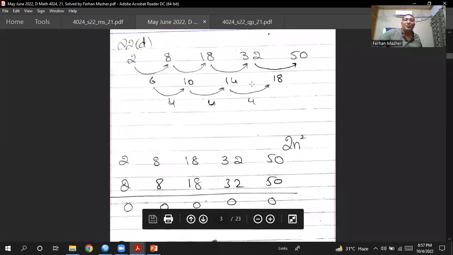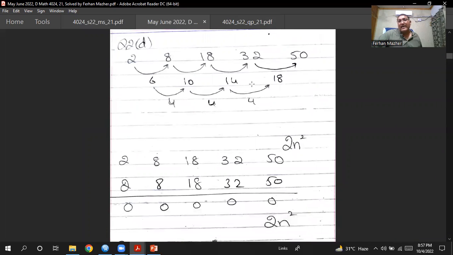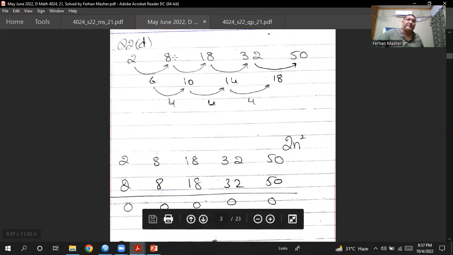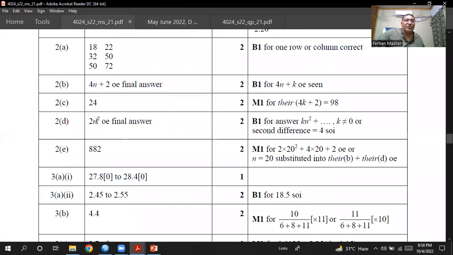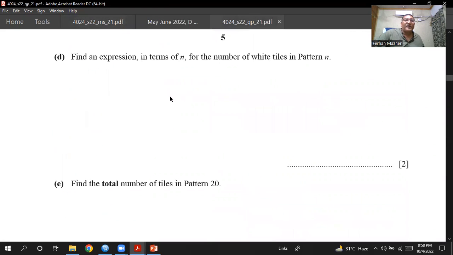And how do you recognize that it's a quadratic sequence? When you find the first difference, then you find the second difference. The second difference is a constant number. That means that it's a quadratic sequence. 2n squared is the formula. 2n squared is the right answer here. Okay, so we are going to the next part.